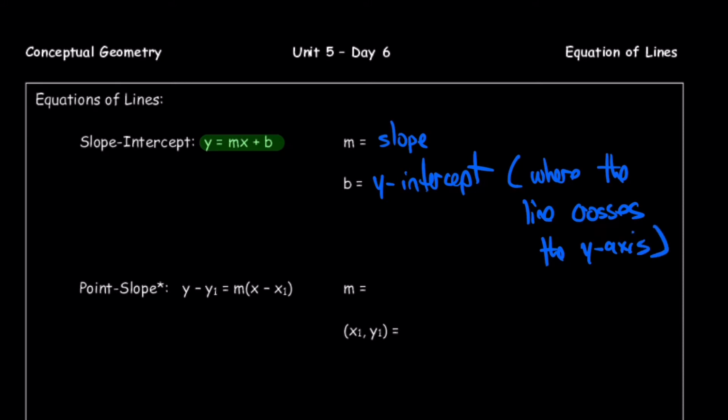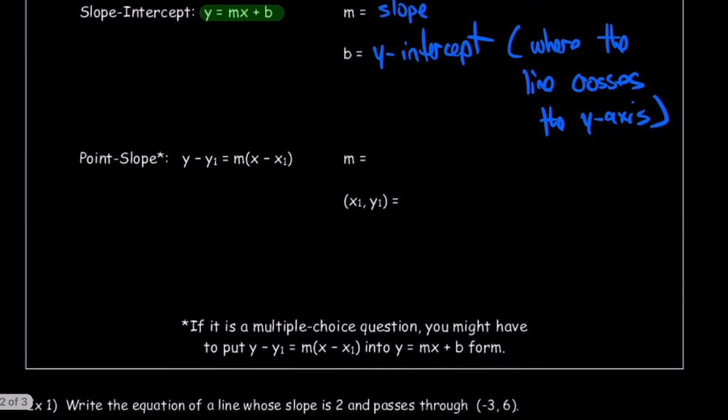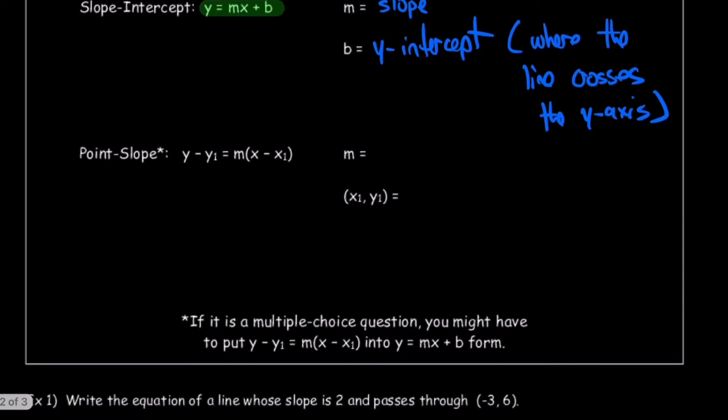Well, the other version that we have, and this might be new to some of you, is called the point-slope equation of a line. So point-slope looks like this. M is still slope, but x1, y1 is simply, I should say, any point on the line.